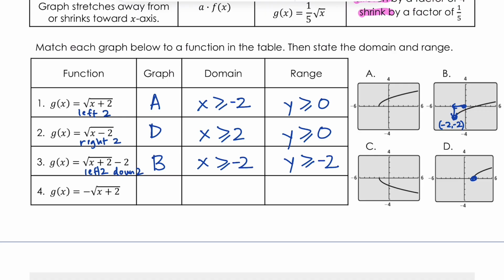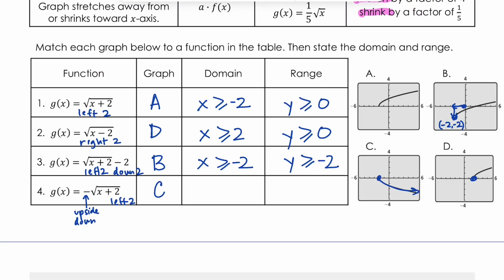And then our last one has a negative out front. The negative out front means it's going upside down, or we say reflecting over the x-axis, and then also left 2. Okay, and so that's what we see on number C. Instead of going upwards, this one is now going downwards, still to the right. So we have graph C.